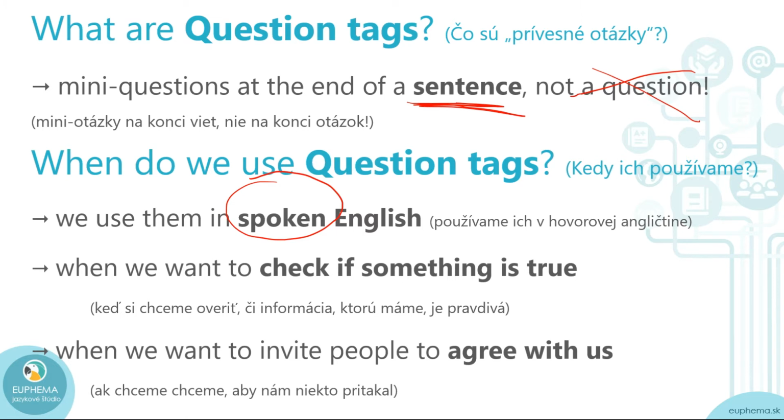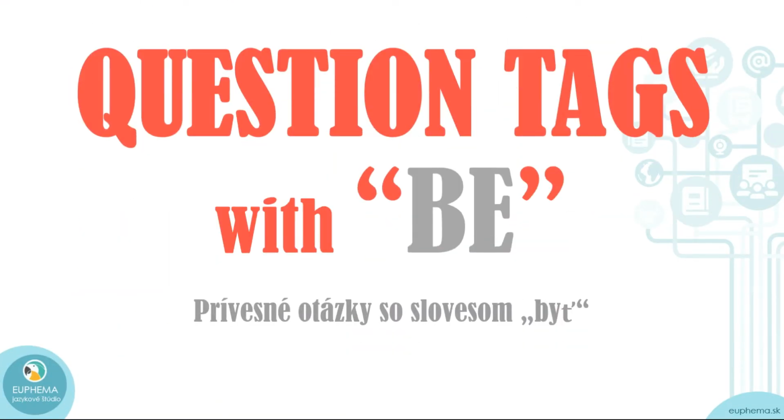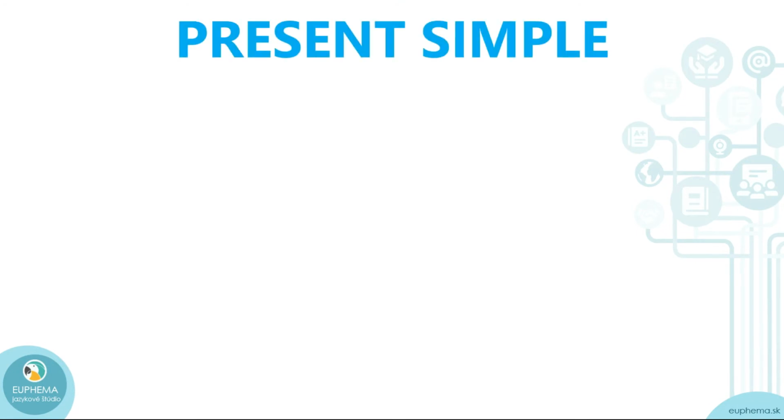Let's continue. Okay, so I'm going to explain these question tags on the verb be, for starters. And let's start with present simple. First thing that you need to remember is that if you're starting with a positive sentence, then the question tag must be negative, okay? These are always contrary. If you start with a positive sentence, you must continue with a negative question tag.